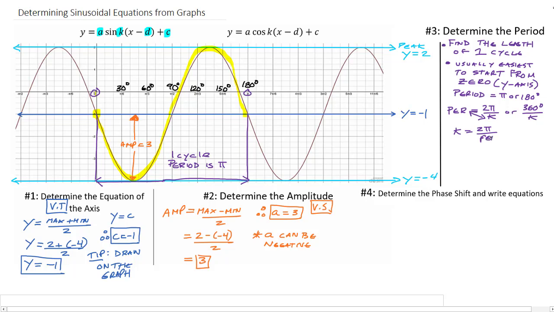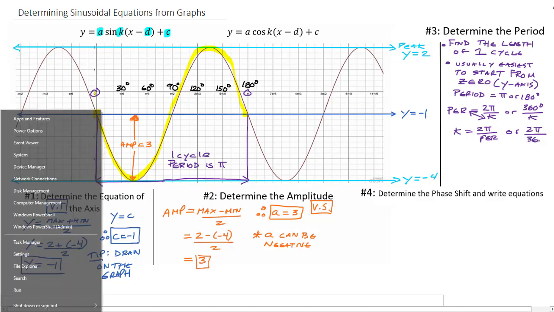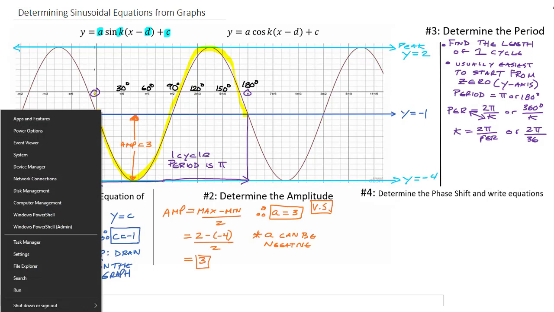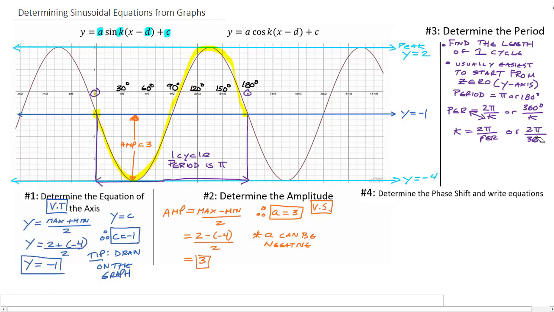I'm just rearranging my formula, right? Or 2 pi divided by 360. Oops, sorry, not 360. What am I doing here? It's 360 divided by 2 pi. All right, my bad. There we go: 360 divided by the period. So it depends on whether you're using radians or degrees.